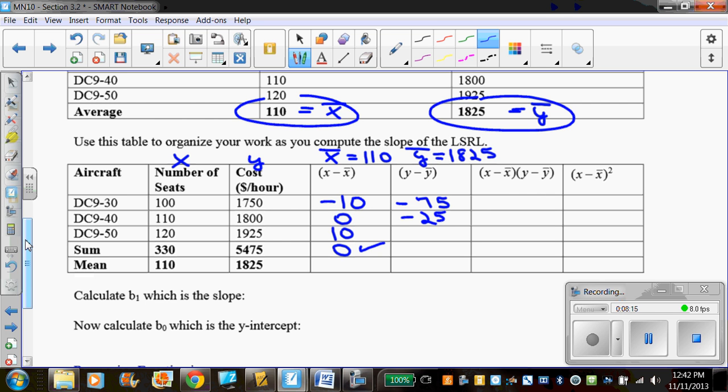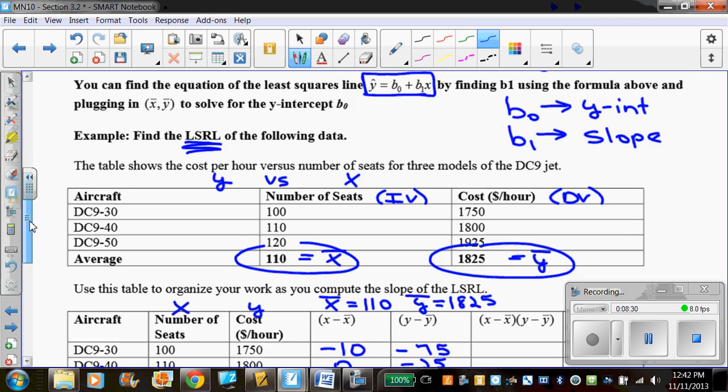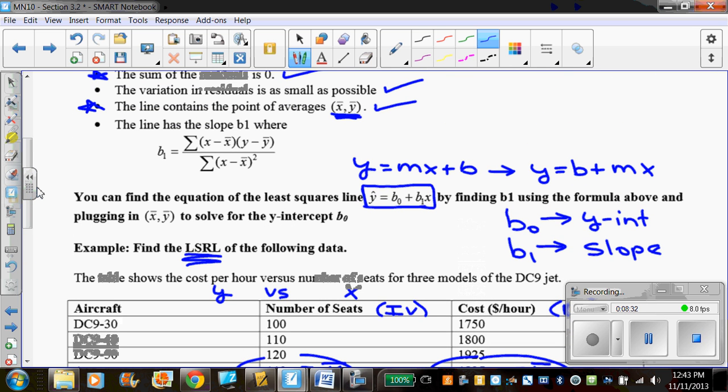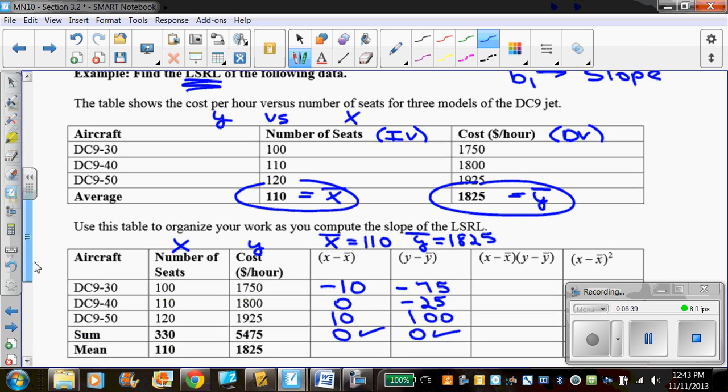1925 minus 1825 is 100, and voila, when you add these together, it gives you 0, which is a very good thing to have. Now, notice over here, and keep in mind, folks, we're breaking this formula up into pieces. So we've just done this component right here, and we've done this component. Now we're multiplying them together. So we are just breaking it down in steps.